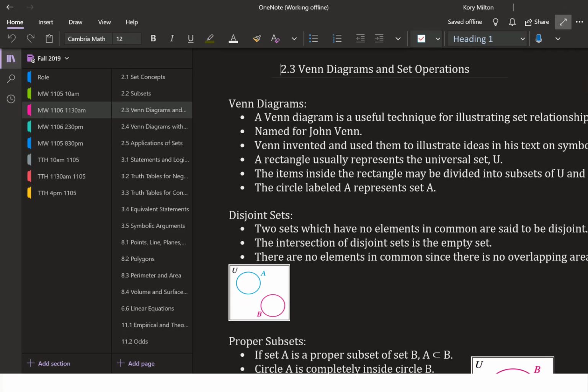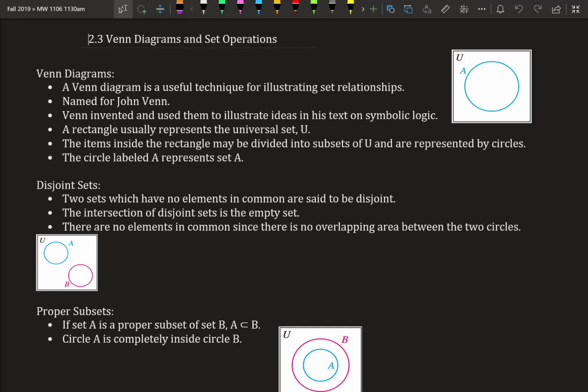2.3 Venn diagrams and set operations. So, Venn diagrams, we already know what they are. We have used them countless times in English, but there might be something you don't know. Venn diagrams are actually from math. Because of math, it's why we have Venn diagrams now.